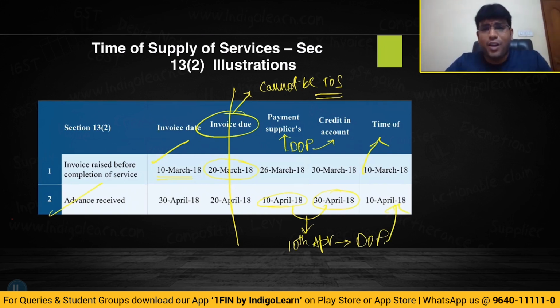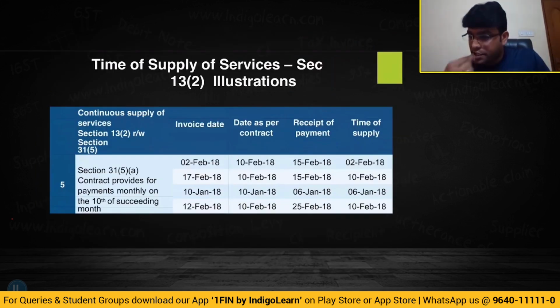Obviously, for the reason and fact that on advances, we are required to pay GST in relation to services. If it is goods, we don't pay GST on advances. So in case of goods, we do not pay GST on advances, but in case of services, we are definitely required to pay GST on advances. That's why our time of supply will change based on the dates involved. Next. Some more illustrations, guys.